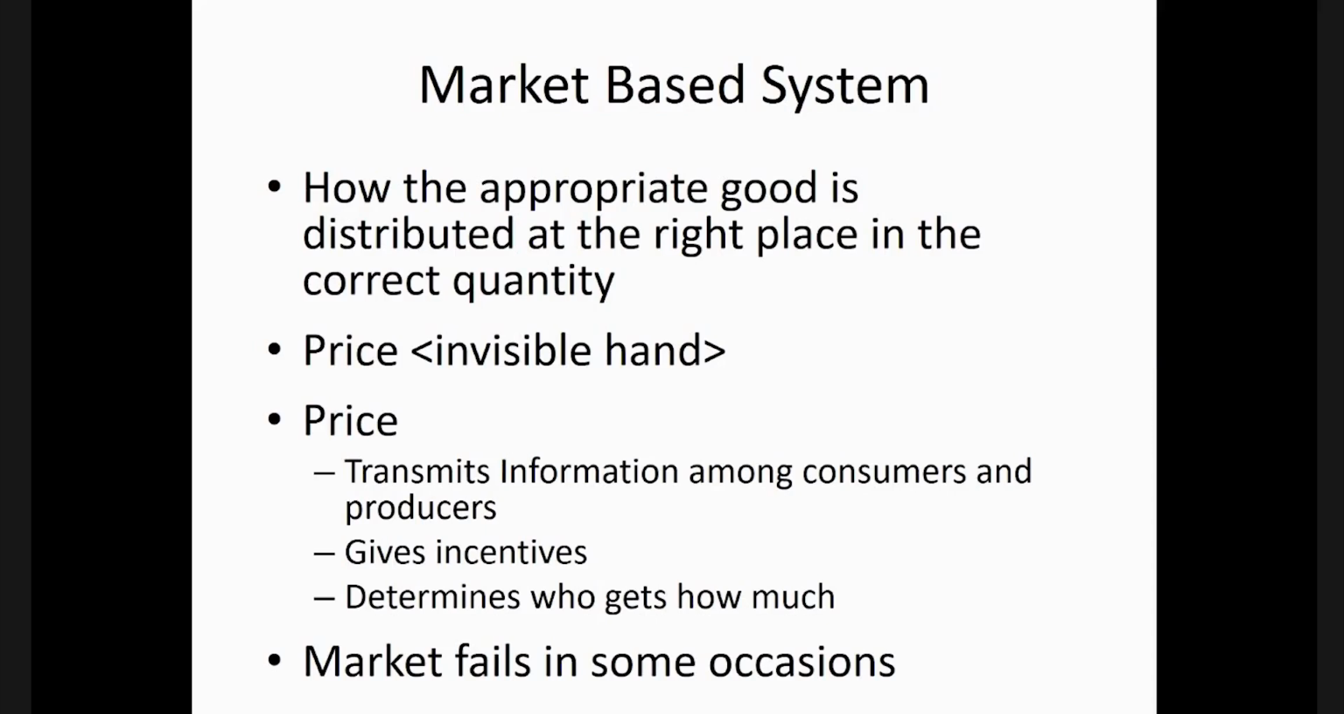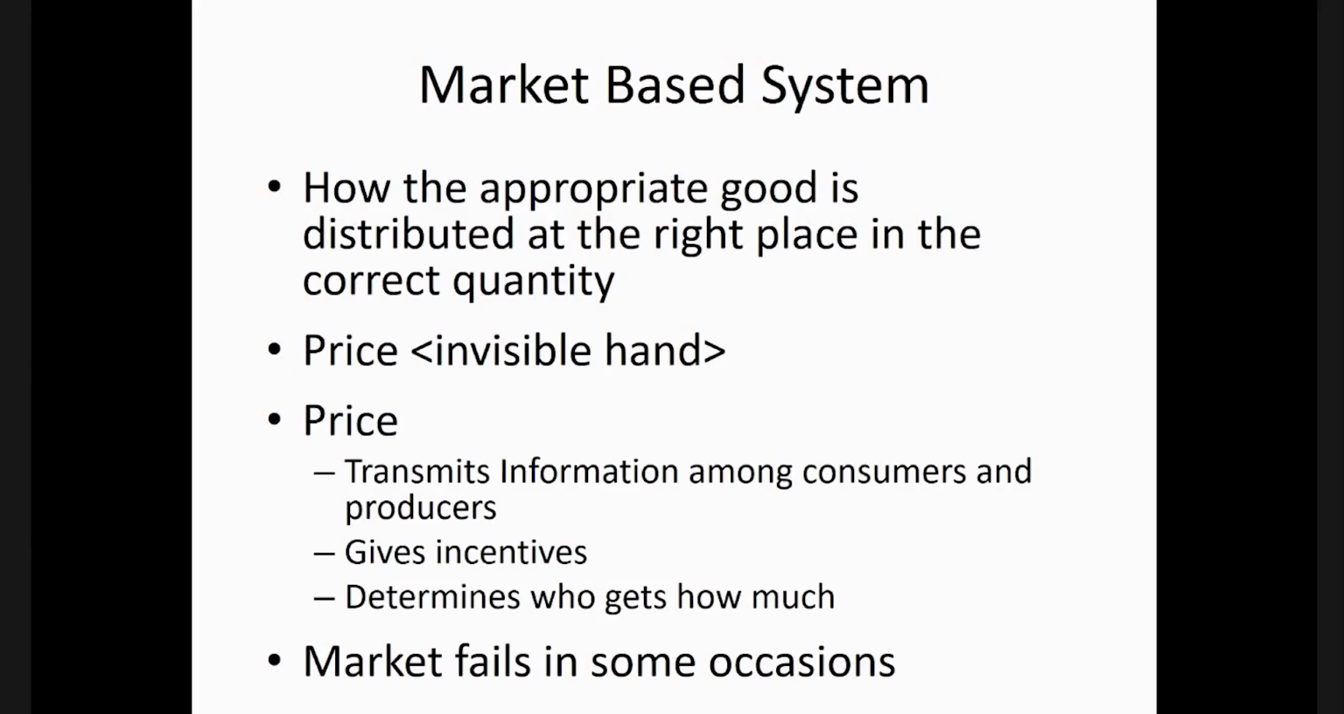At the same time, if the prices are too low, cheaper, people will demand more and more. So there will be an excess demand, so the price of the good will be increased. Therefore, we say that price transmits information among consumers and the producers. It provides information to the producers as well as consumers. And it provides incentives for the producers as well as consumers.